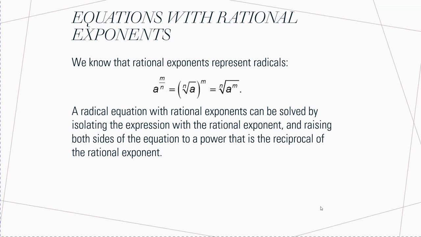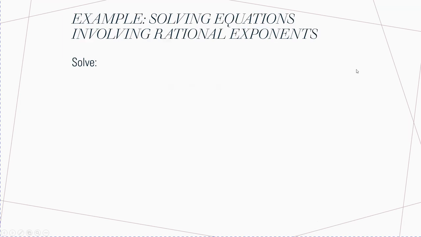Okay, so a radical equation with a rational exponent can be solved by isolating the expression with the rational exponent, and raising both sides of the equation to a power that is the reciprocal of the rational exponent. All right, let me show you, okay, because it seems a little confusing at first. All right, so let's solve this one.